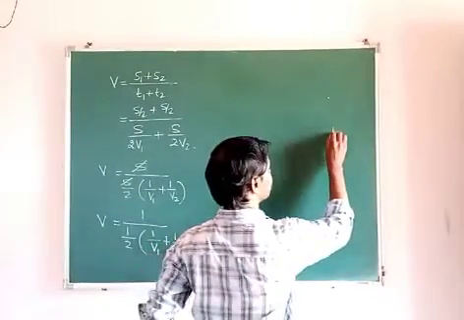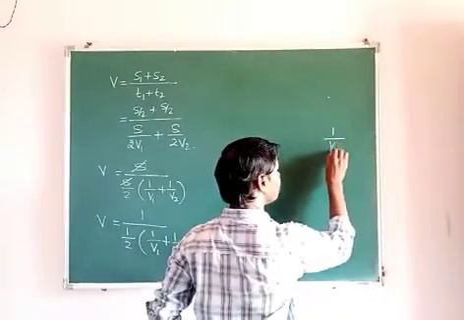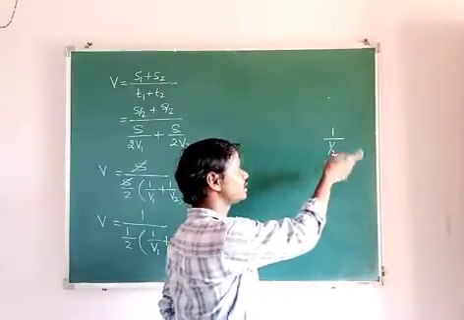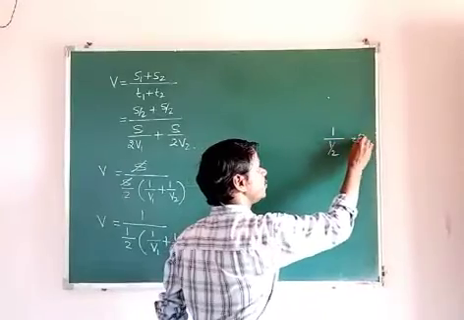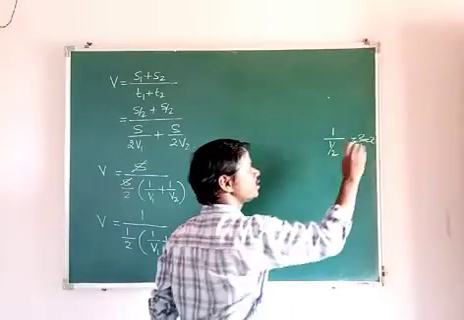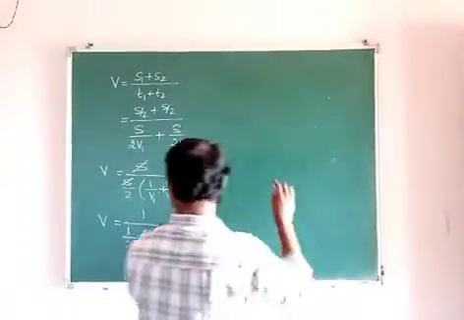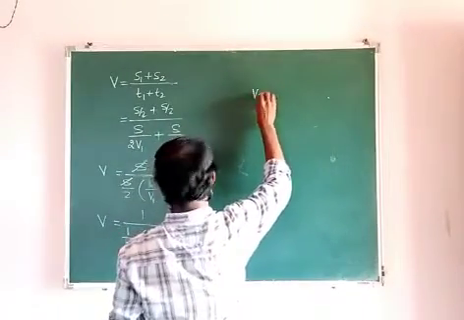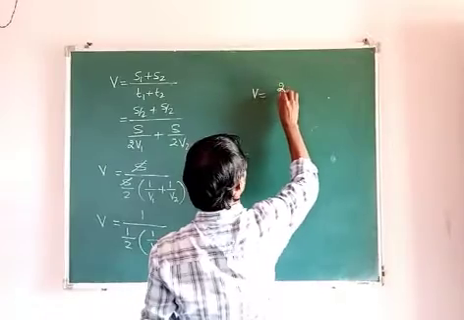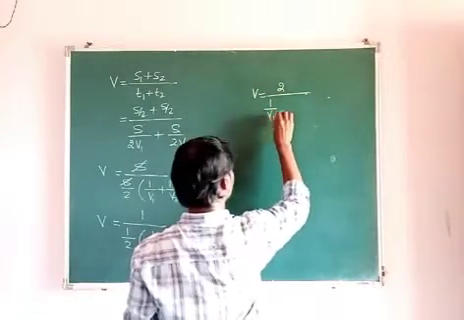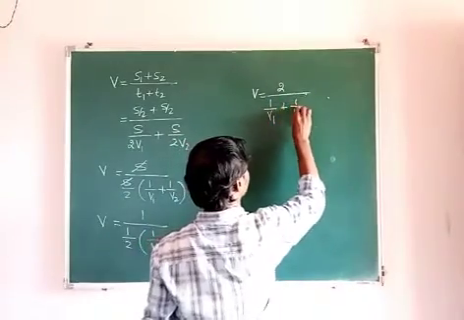For example, let us consider 1 by 2. Here 2 is in the denominator, that comes to the numerator, that is 2 by 1. 2 by 1 is nothing but 2. Okay. Again by using mathematics, next, V is equal to 2 divided by 1 by V1 plus 1 by V2.